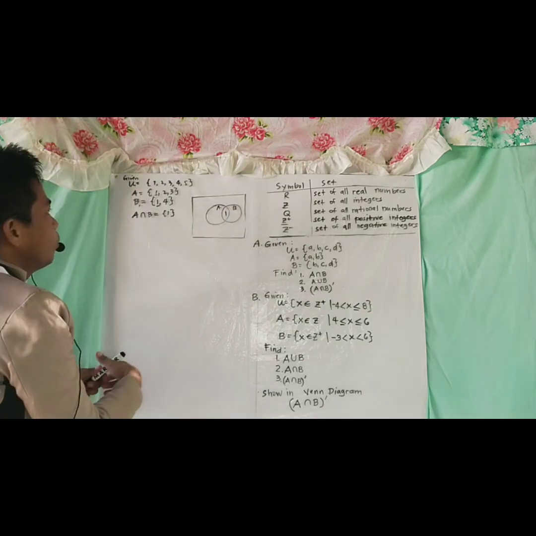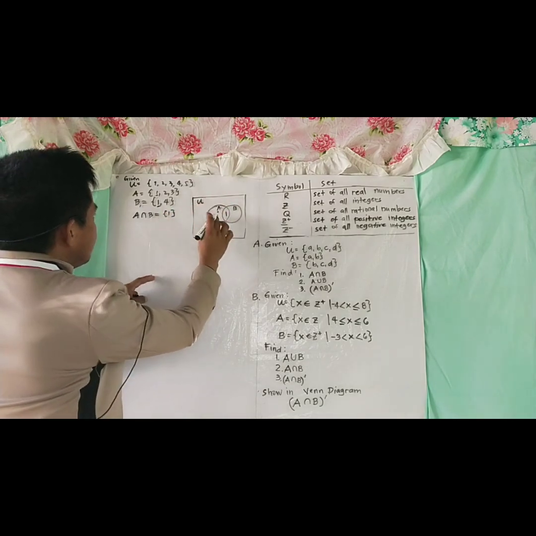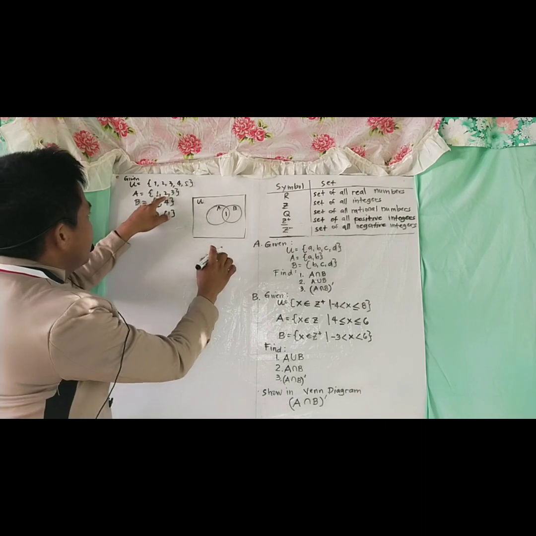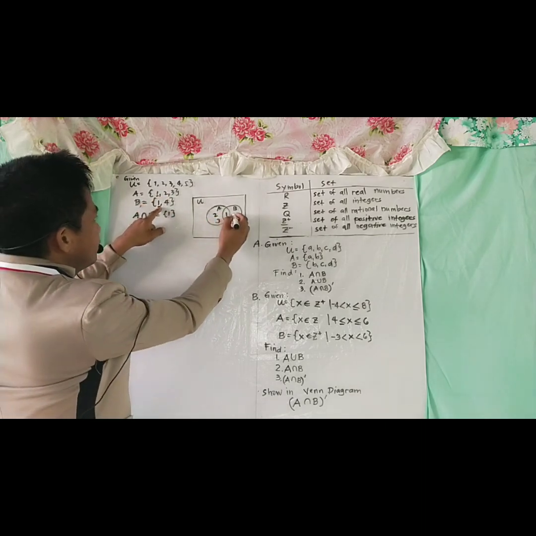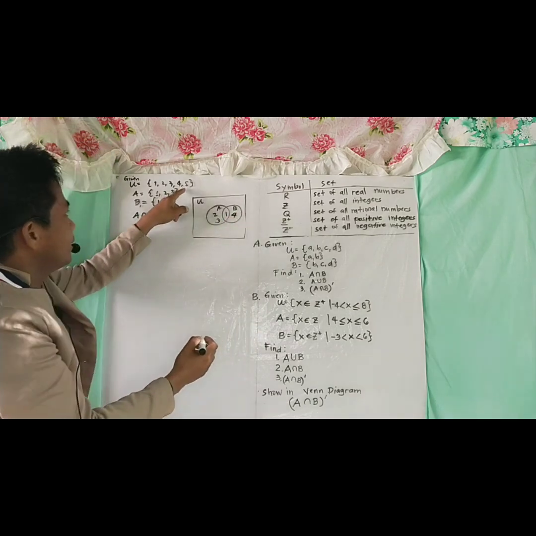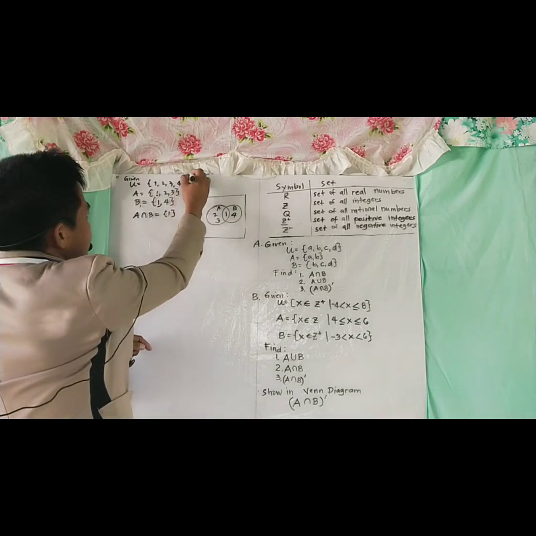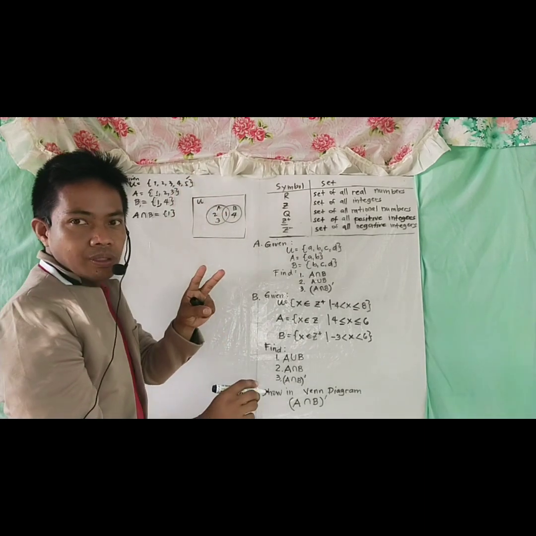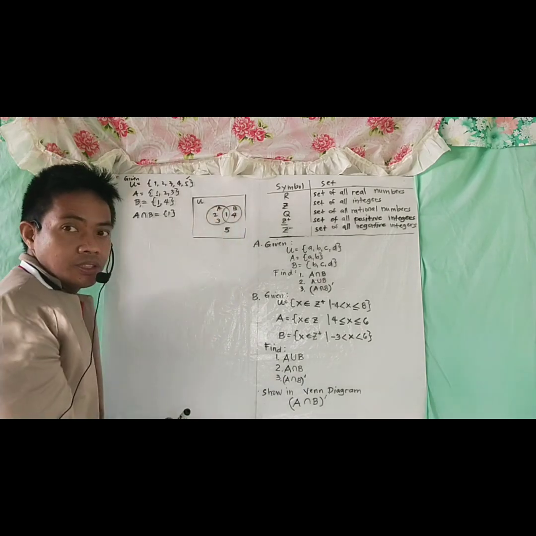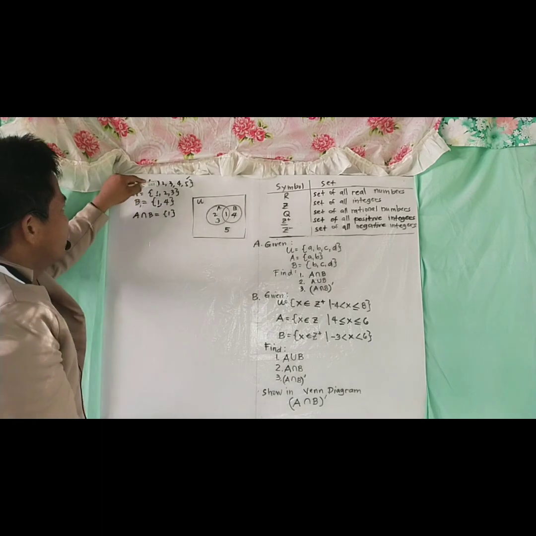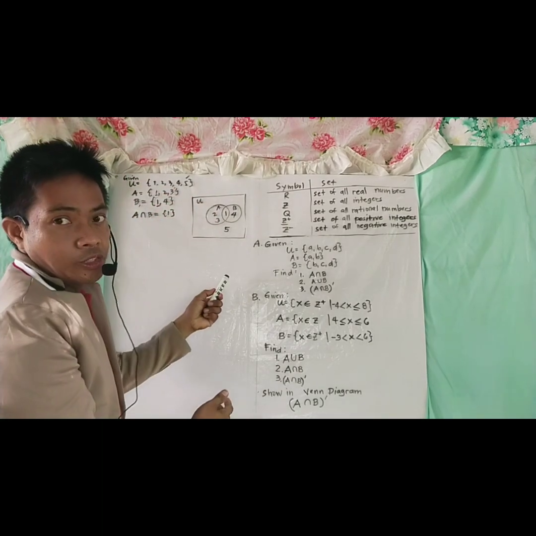So this time, what are the elements? Set A, we have 1, 2, 3. 1 is there. We have 2 and then 3. Set B, 1 and then 4. Oh, 5 is not part of A and not part of B. Therefore, 5 is outside of the two sets, outside of the two circles. So here, 1, 2, 3, 4, 5, the first 5 natural numbers.